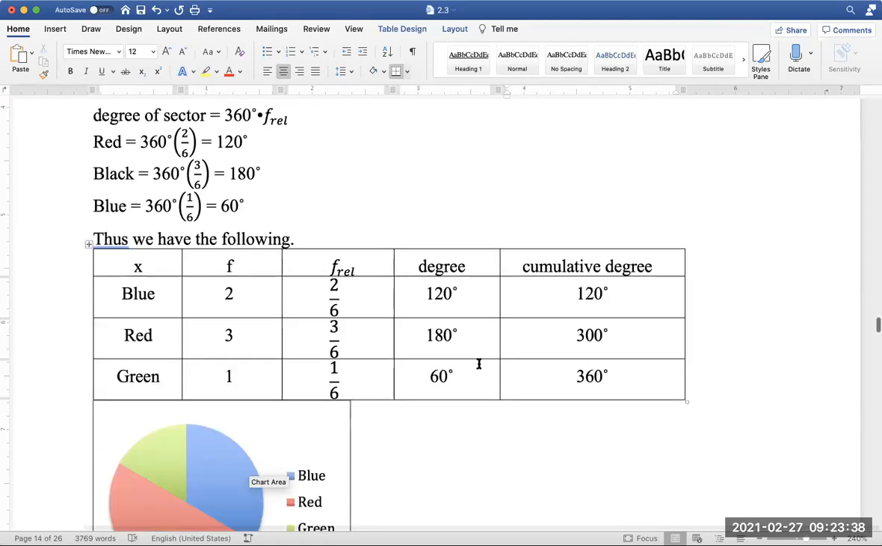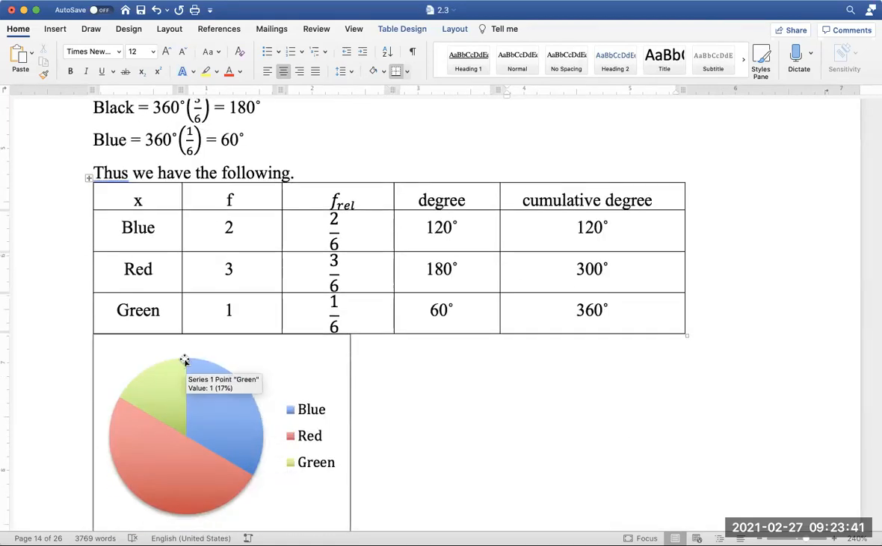So let's draw this. Usually I'll start up here at the North Pole and go counterclockwise: 120 degrees, 300 degrees, 360 degrees. And so this is my blue, my red, and my green.